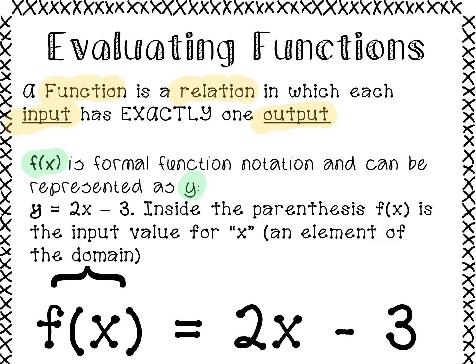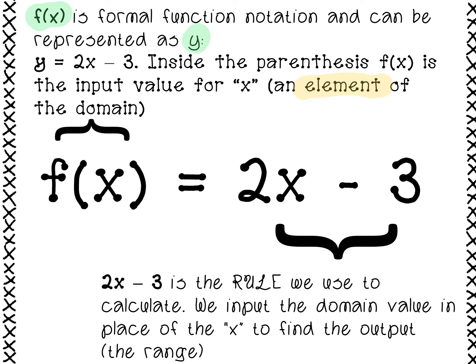So if we were to take the equation y equals 2x minus 3, then we would write this as f of x equals 2x minus 3, because inside the parentheses will be the input x, and then f of x is the output. 2x minus 3 is the rule we use to calculate the output using the input.